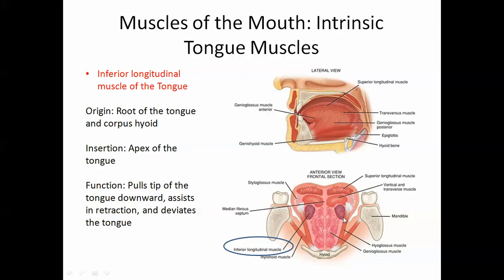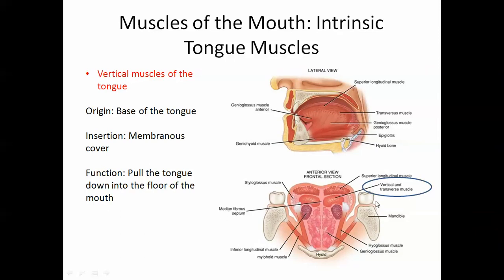So the only difference between the inferior and superior longitudinal muscles of the tongue is that the superior elevates the tip, whereas the inferior longitudinal depresses the tip of the tongue. Otherwise, they both assist in retraction and deviation. And their location is obviously different. See, we have the vertical and transverse muscles kind of sandwiched between the two, like peanut butter and jelly.